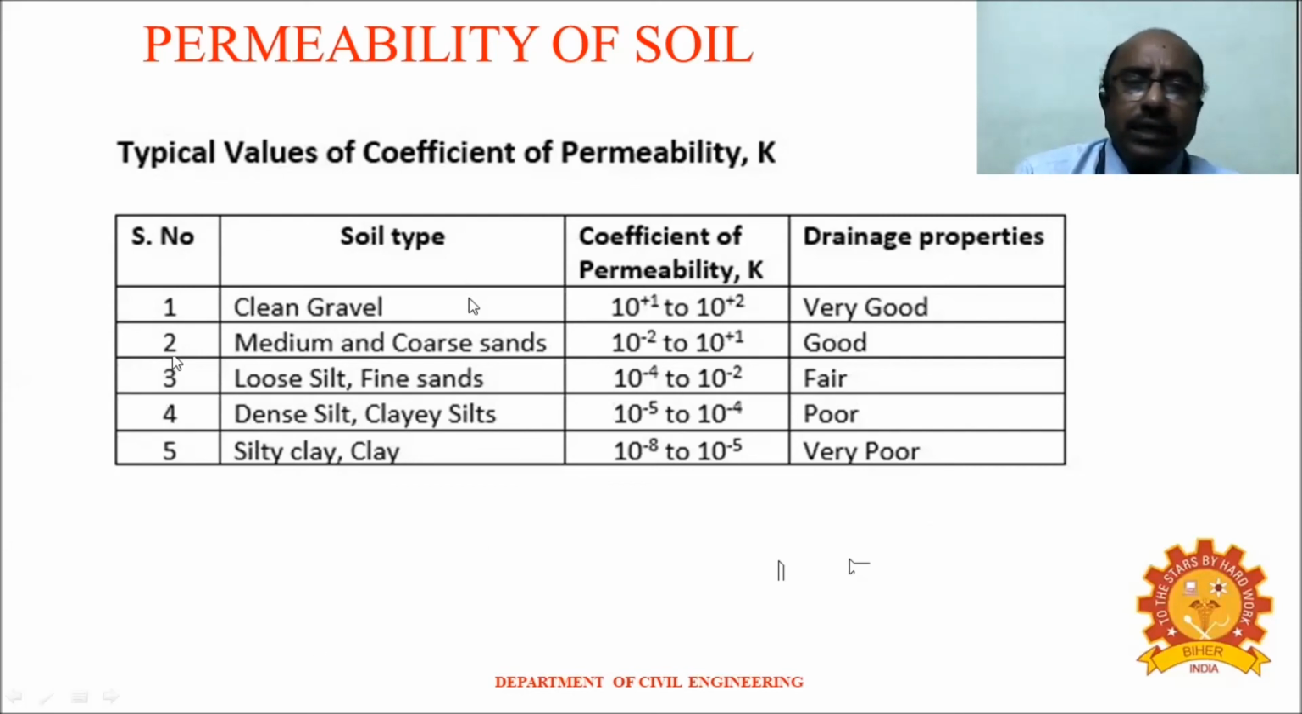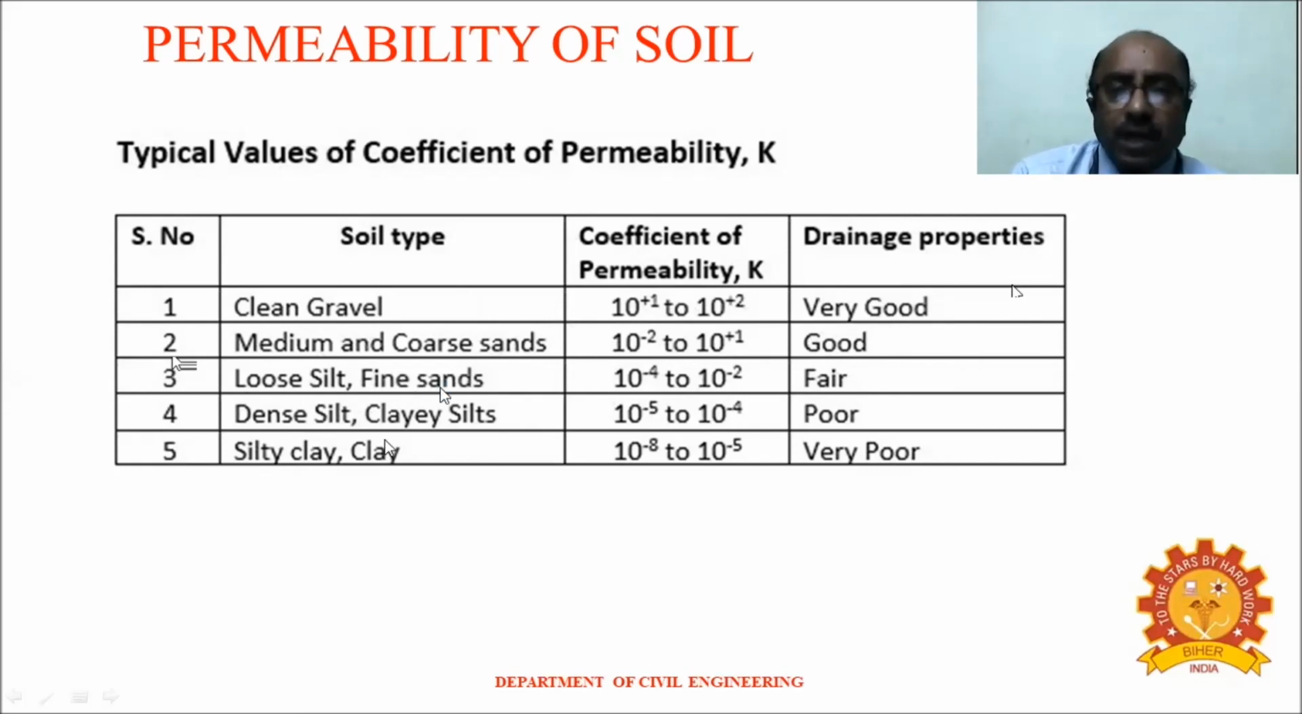Normally, clean gravel has a coefficient of permeability K of 10 power 1 to 10 power 2. That means the drainage property is very good. In the case of medium and coarse sands, it is 10 power minus 2 to 10 power 1. So the drainage property is good. Whereas in the case of loose silt or fine sand, it is less, that is 10 power minus 4 to 10 power minus 2. So the drainage property is bad.